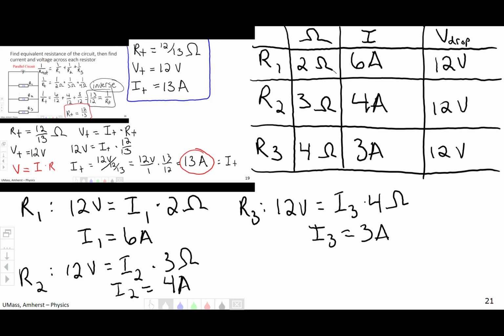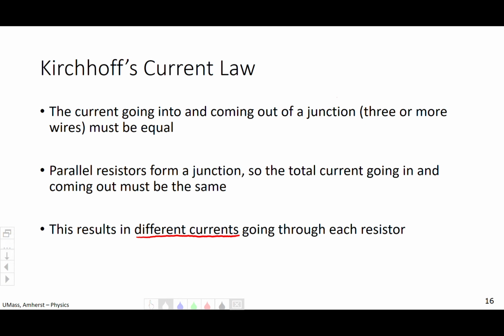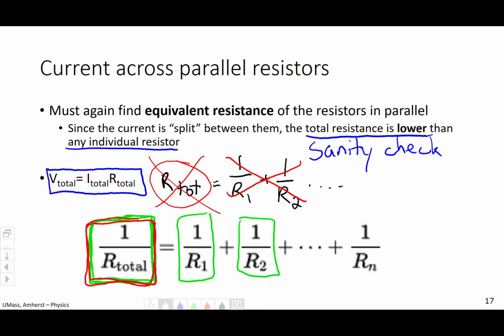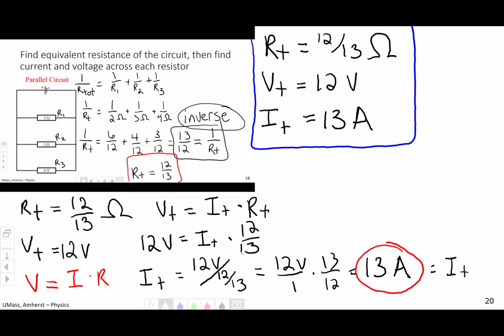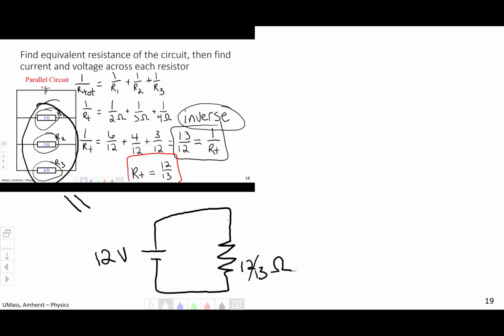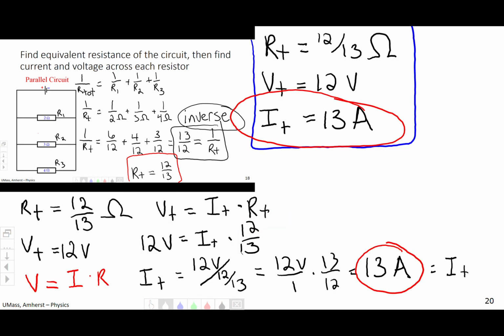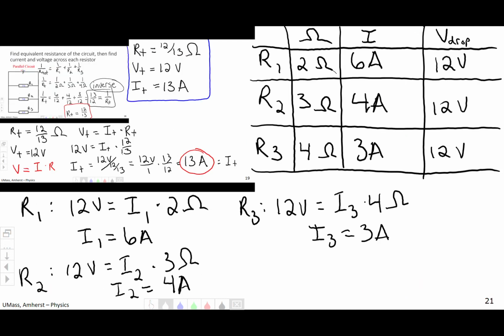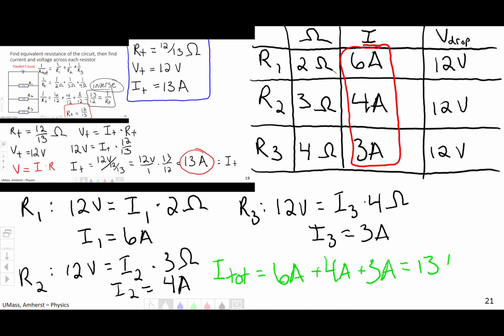All right, now sanity check. Kirchhoff's current law: the current going into and out of a junction must be equal. Let's go back. How much current do we have going into this junction? A total of 13 amps coming in here. Yes, it splits between all of these, but the total current must be the same. So I total equals 6 amps plus 4 amps plus 3 amps. That gives us 13 amps. Sanity check. We're good.